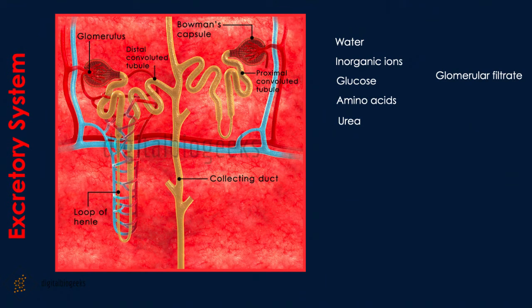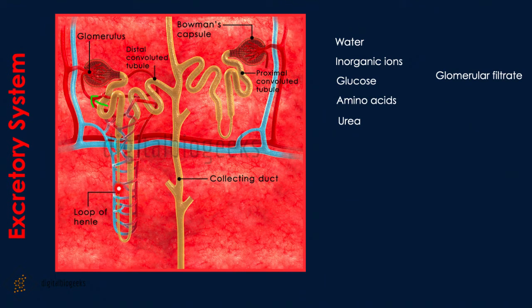From there, the filtrate reaches the next part of the nephron, which is called the proximal convoluted tubule. From there, a small amount of water, sodium ions, glucose, and amino acids are reabsorbed into the capillaries from the efferent arteriole. The next part of the nephron is called the loop of Henle.